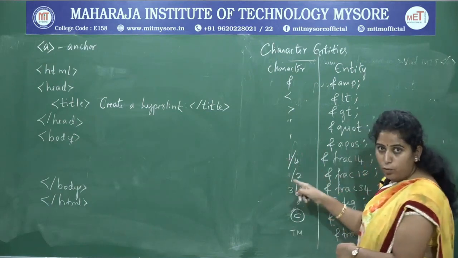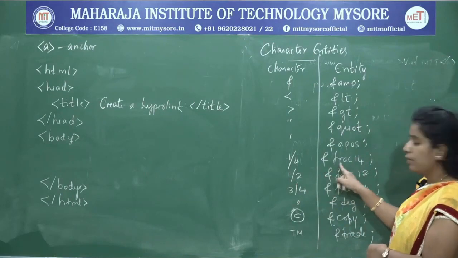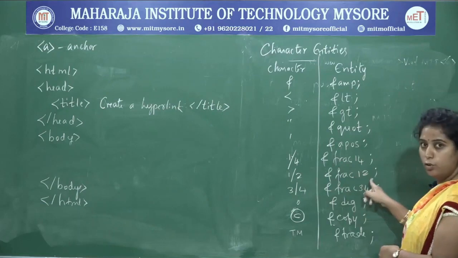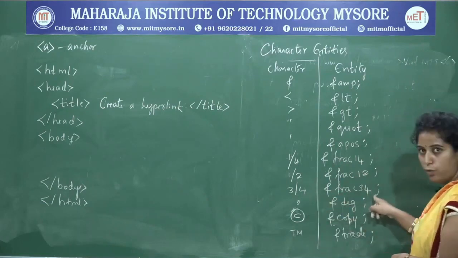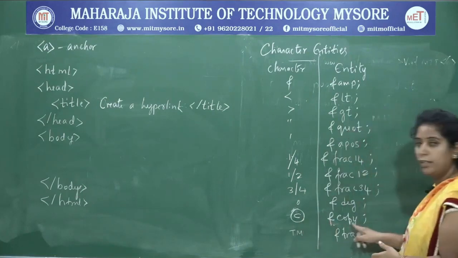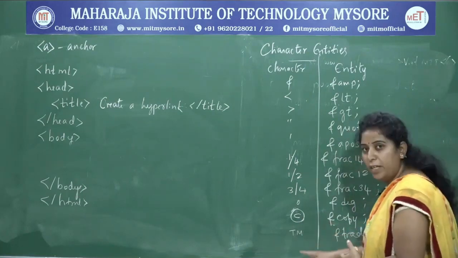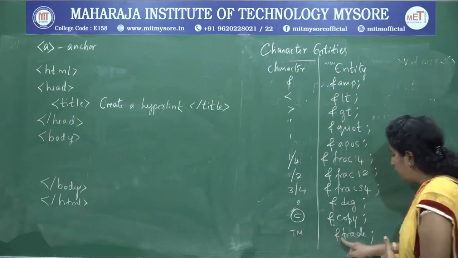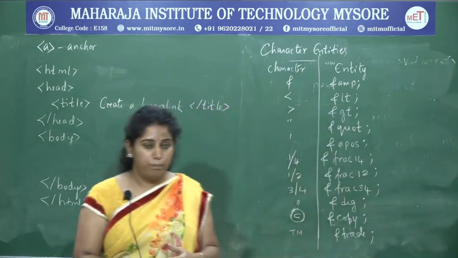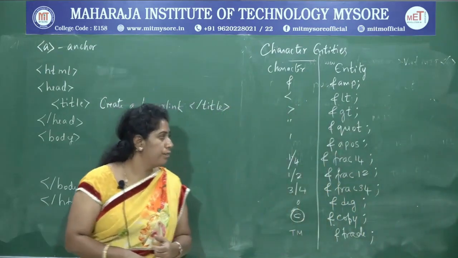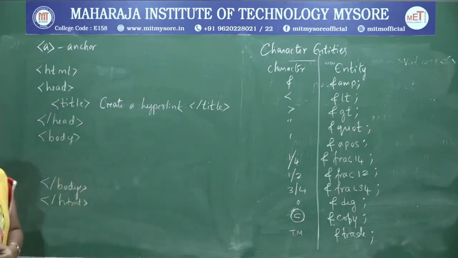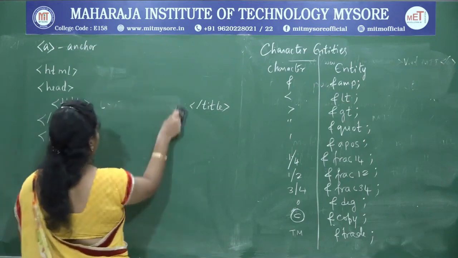I want to print 1 by 4. Okay, how do I print? Ampersand FRAC, fraction 1 4. For 1 by 2, 1 2. 3 by 4, 3 4. Got it? And I want to print a copyright symbol. How do I print? Ampersand copy. Then I want to print a trademark symbol. So ampersand trade. So this is what character entities mean. Okay. For example, let me code a simple program on this.